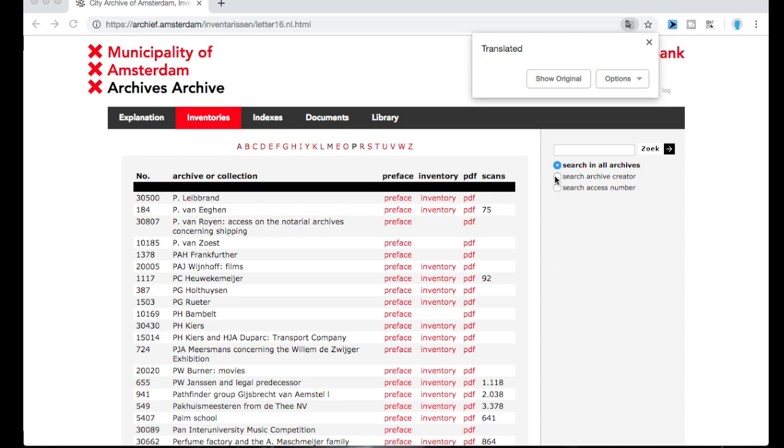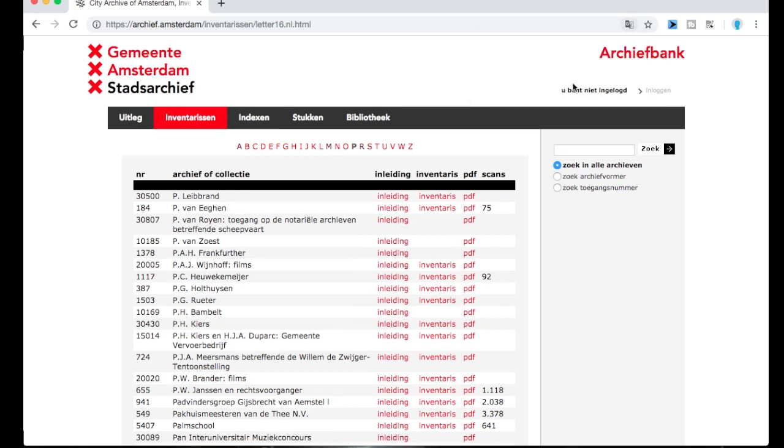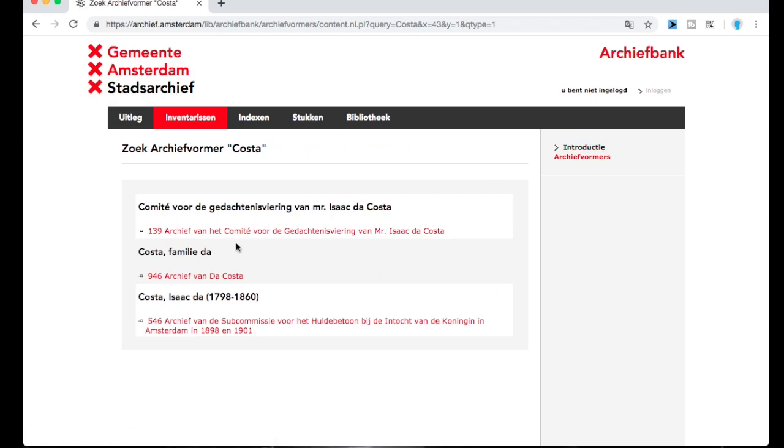Search archive creator, now that's kind of a loss in translation sort of thing. Zoek archiefvormer, basically it is look through just the archive name. So basically not necessarily the entire inventory, but just the collection. So let's say that we want to look up Costa. De Costa is a big family in Amsterdam. And so when we do that, here it's pulling up the different catalogs, the different inventories that have the name Costa in it.